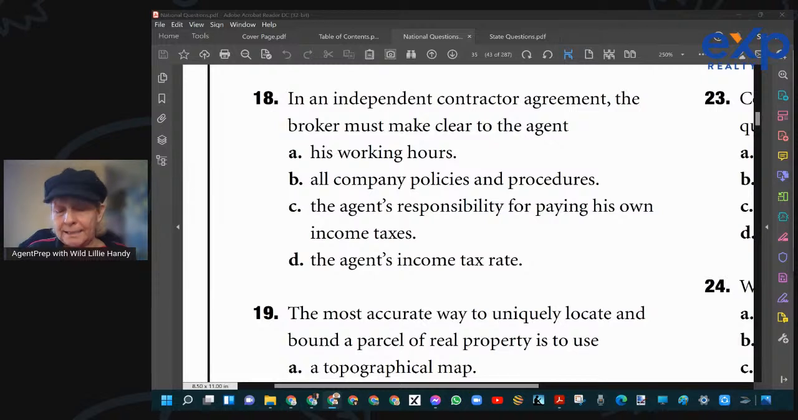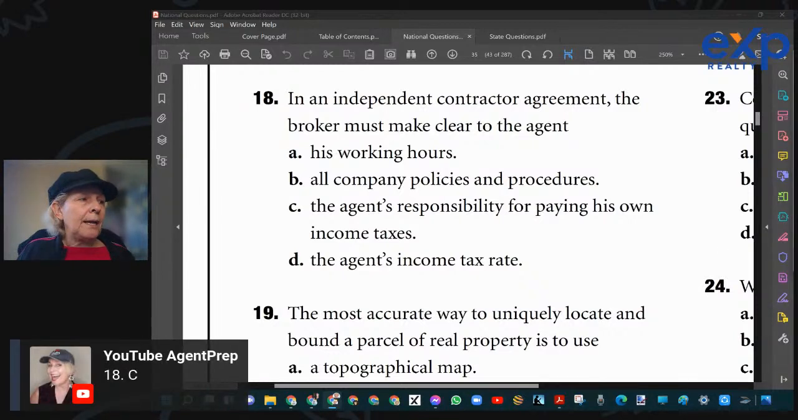The answer is 18C. It is the agent's responsibility for paying their own income taxes. We're independent contractors. We get a 1099. We go to our accountant and take our 1099, and that's how we report our income. We are not employees of the broker.